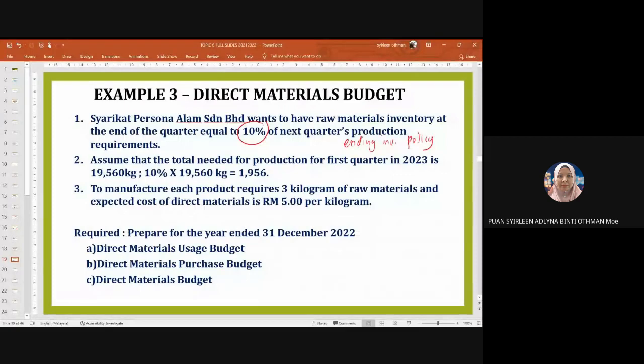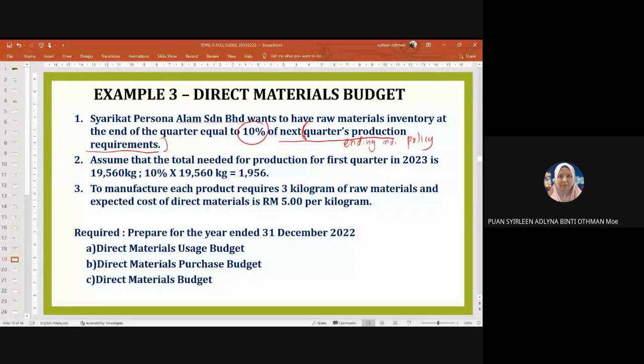Tapi 10% tu ambil dari mana? 10% tu ambil daripada next quarter's production requirement. Okay, so dia punya maklumat dekat belakang ni not necessarily the same every time. Kadang-kadang dia ambil 10% from sales unit. Kadang-kadang dia ambil 10% from production unit. Kadang-kadang dia ambil 10% from production requirement. Okay, production requirement tu ialah keperluan pengeluaran.